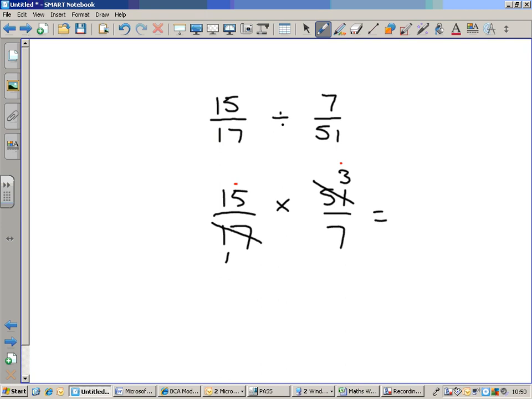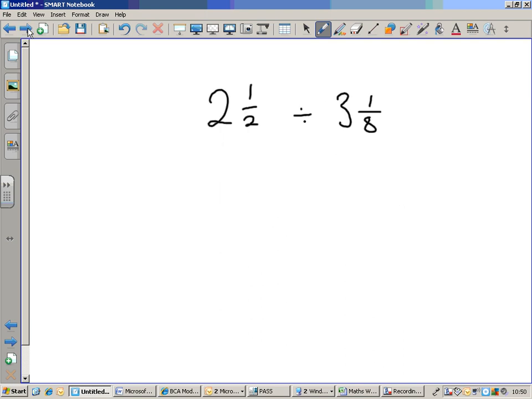Now we multiply the numerators. 15 times 3 is 45. And the denominators, 1 times 7 is 7. It's top heavy again. How many 7s go into 45? Well, 6 7s are 42. It gives us a remainder of 3 over the number we're dividing by. 6 and 3 7ths. There's our final answer.